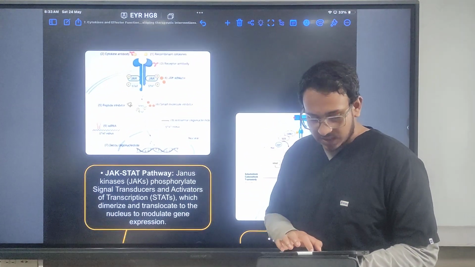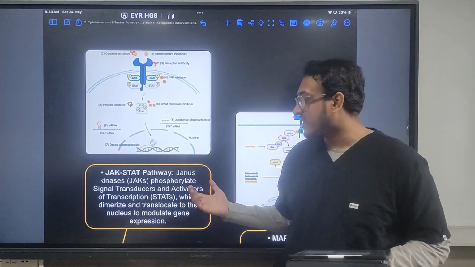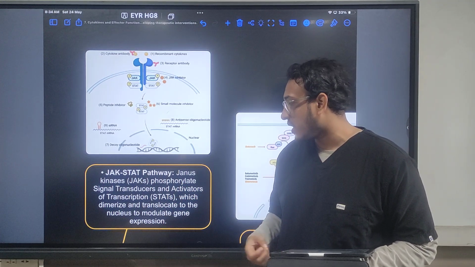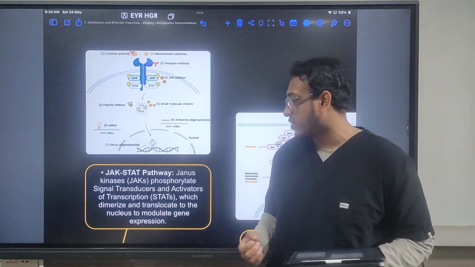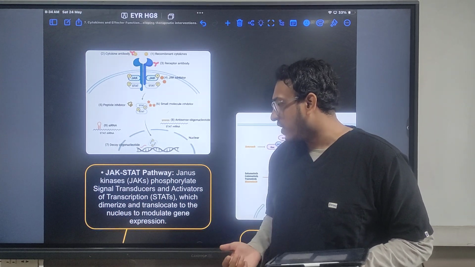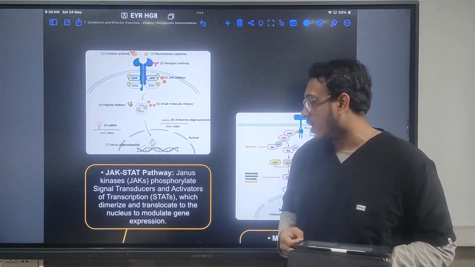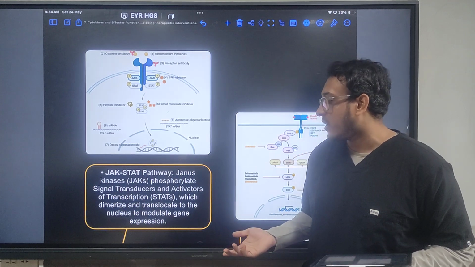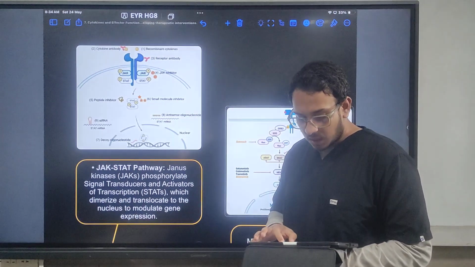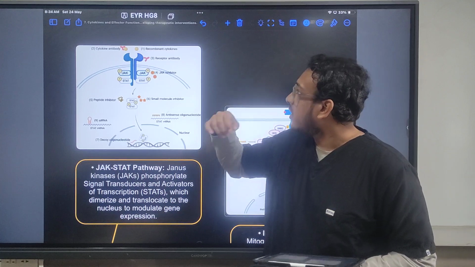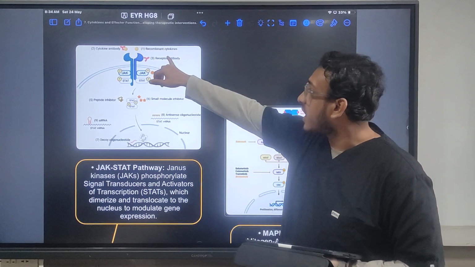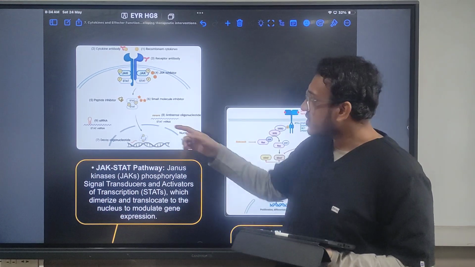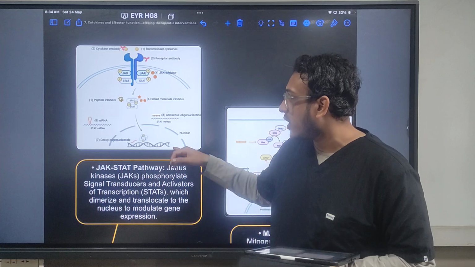There is the JAK-STAT pathway. Janus kinase phosphorylates the signal transducers and activators of transcription, STAT, which dimerizes and translocates to the nucleus to modulate gene expression. So in this we can see that recombinant cytokines attach to the receptors, and then a small molecular inhibitor is produced that will affect the DNA function.